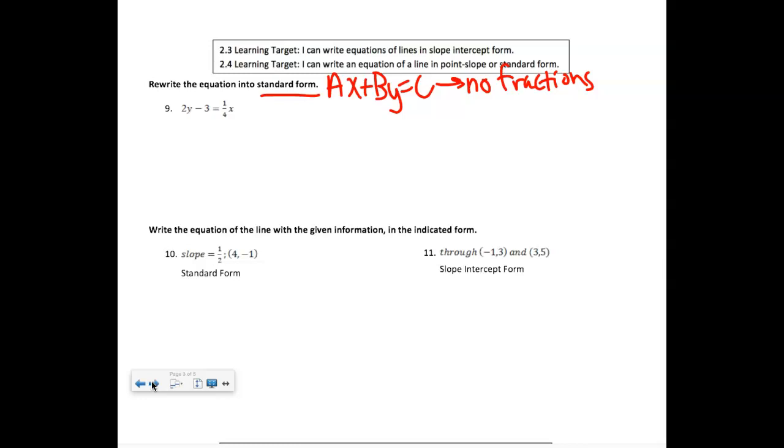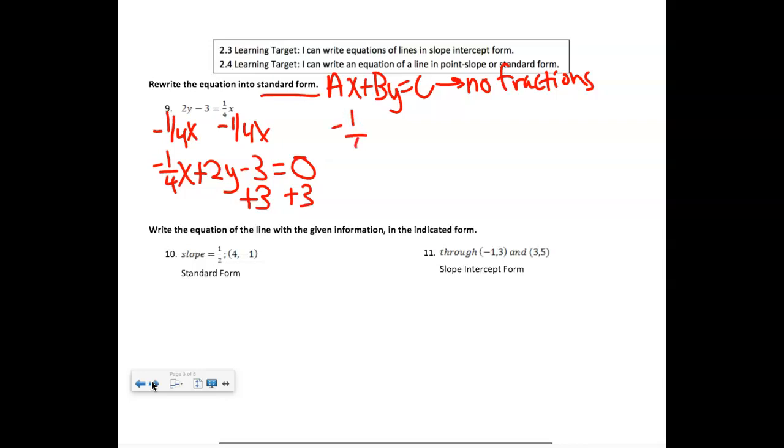So this one here, I see the x is in the wrong spot, so I'm going to minus the 1/4 x right away. So now I have negative 1/4 x plus 2y minus 3 equals 0. Now I see my 3 is also on the wrong side, so I'm also going to add over that 3. Oh, sorry guys. So now I have negative 1/4 x plus 2y equals 3. So now it has the x and the y in the correct spot, but it's breaking that no fraction rule.